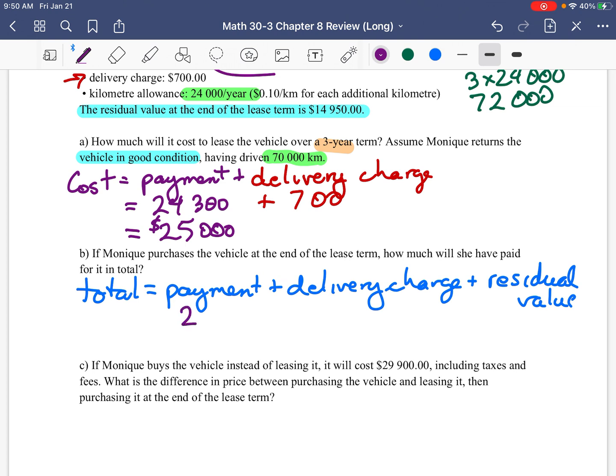$14,950. So here we're going payment, $24,300. The delivery fee is $700. And the residual value is $14,950. So grab Mr. Calculator. 24,300 plus 700 plus 14,950 is $39,950.